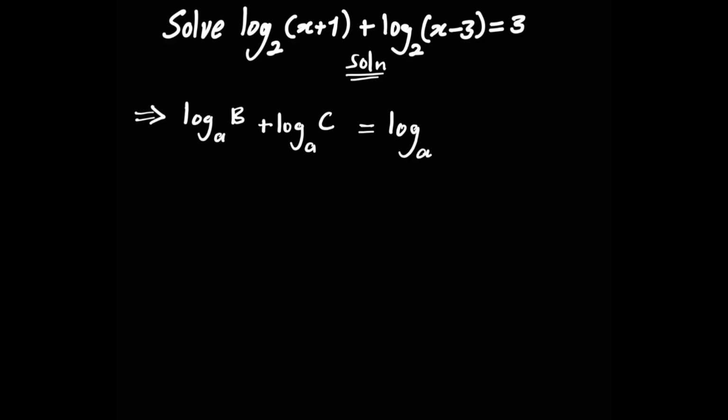We are going to write the log and then the base once, then open a parenthesis, then we are going to multiply the first term by the second term. That is B multiplied by C, which simplifies to just log base A of BC. So we are going to use this very property to solve this question. Let's go ahead and solve it.